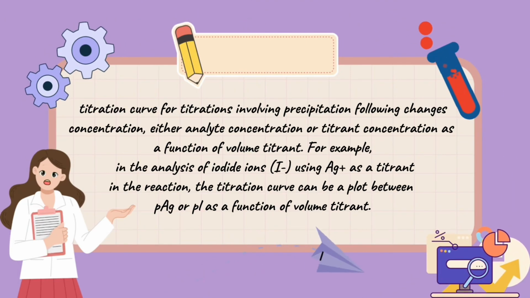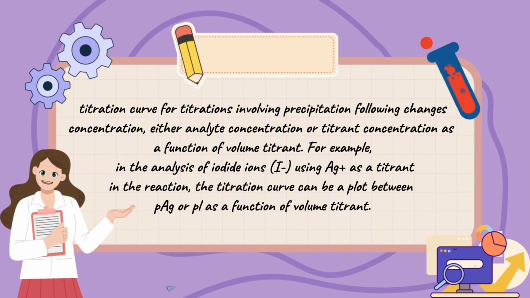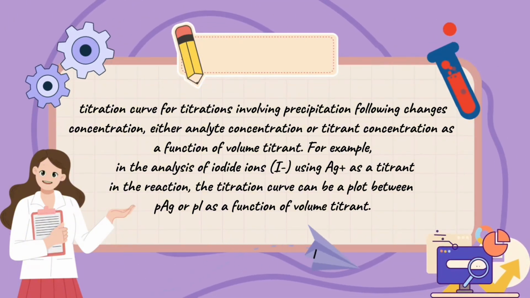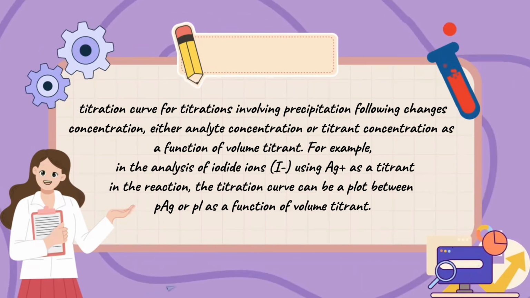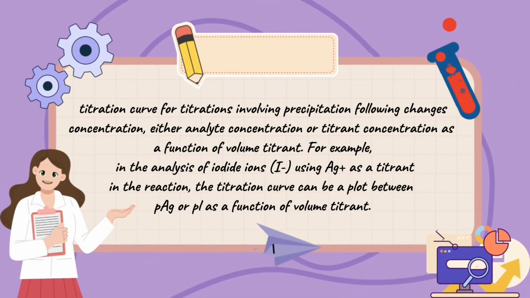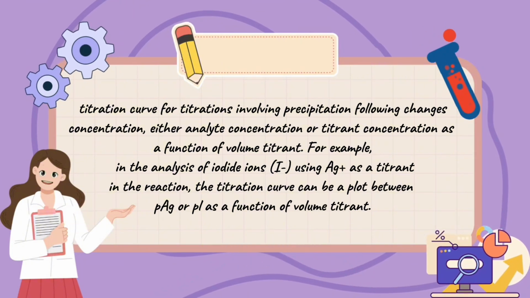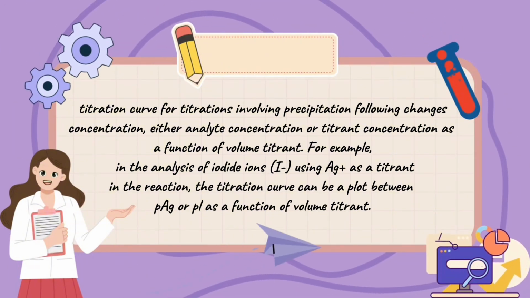The titration curve for titrations involving precipitation follows changes in concentration, either analyte concentration or titrant concentration, as a function of titrant volume. For example, in the analysis of iodide ions, I-, using Ag+ as a titrant, the titration curve can be plotted as pAg or pI as a function of titrant volume.